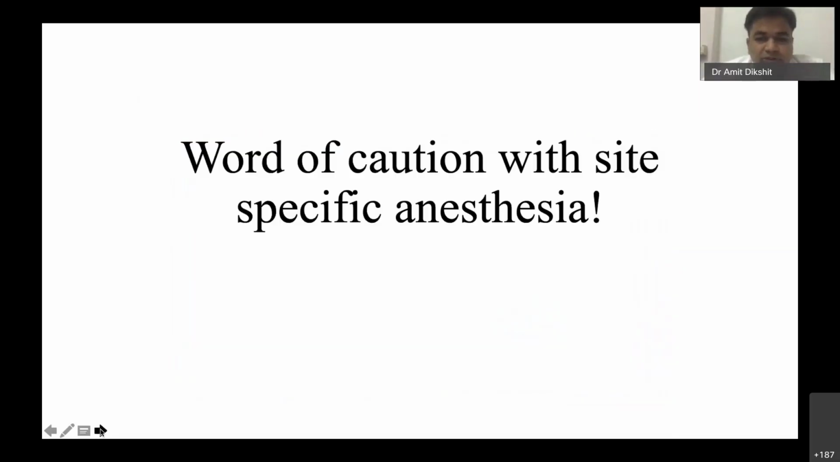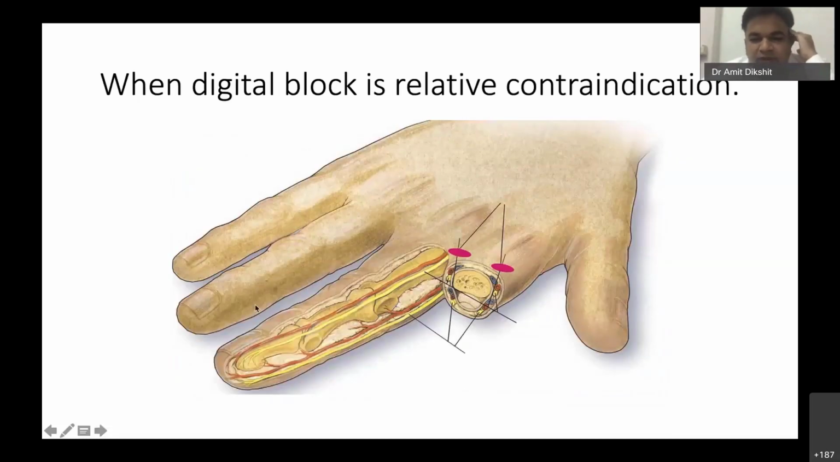Now, word of caution: when it is site specific, all the time we cannot go for site specific. Suppose there is amputation of a finger. Most of us would think of using a digital block. But word of caution, when we do a digital block, the vessels and the nerves are very close, so there is a very high chance of damaging the vessels, which can affect the reimplanted finger or affect the flap. So with cross finger flap and all that, we should be very careful. And as far as possible, consider forearm nerve blocks whenever there is a phalangeal reimplantation or thumb or finger reimplantation.